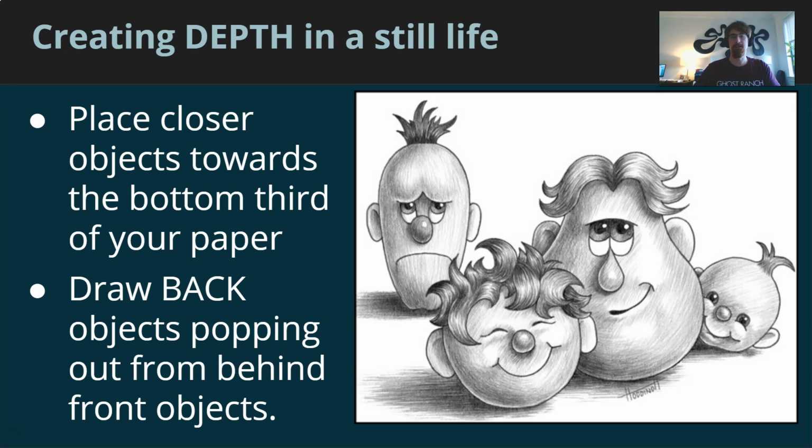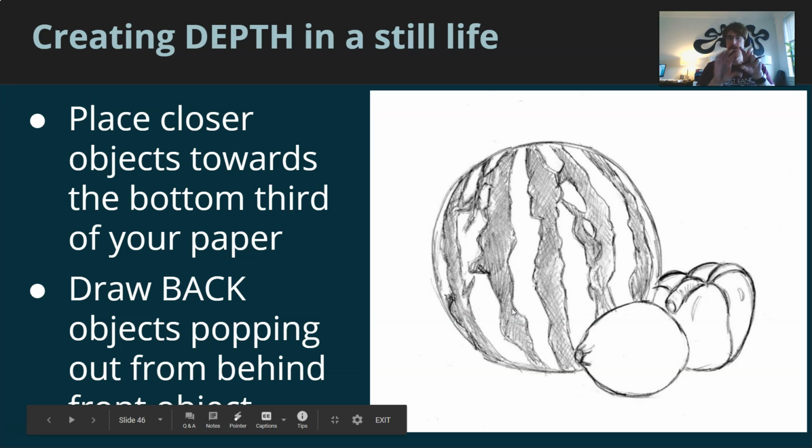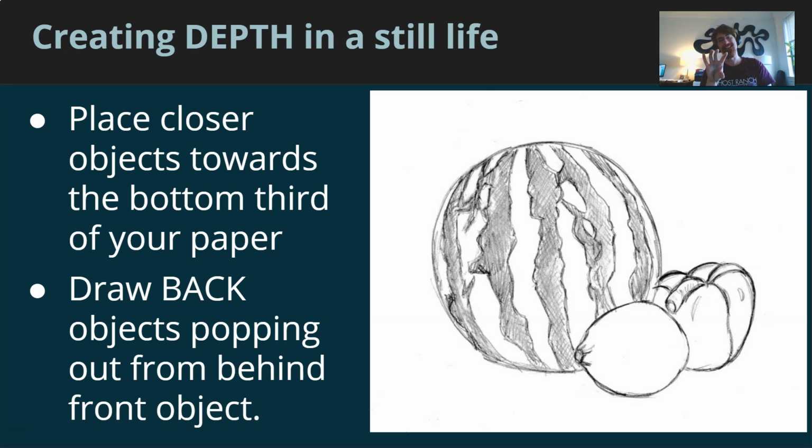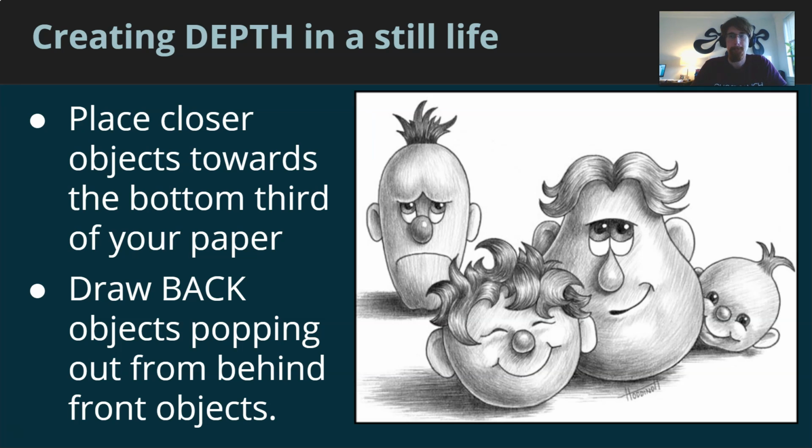So as I look at these examples, the key thing to note is always that the front element, or the foreground object, is towards the bottom half of the paper. Usually it's not smack dab in the middle, it's a little tucked off to one side so that there's room to balance it out in the background.